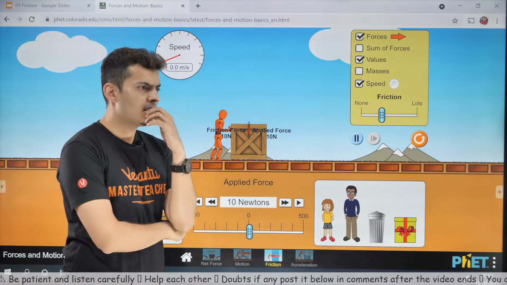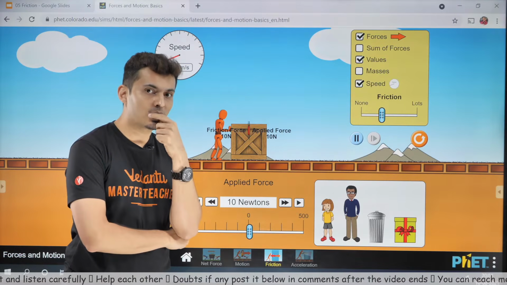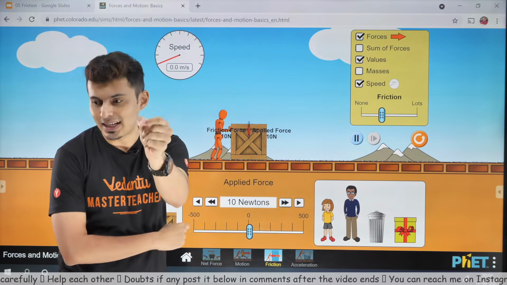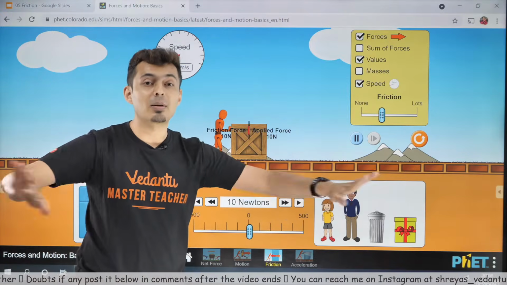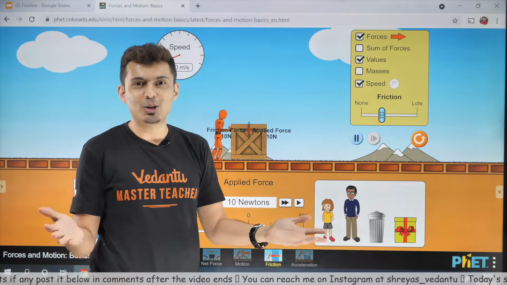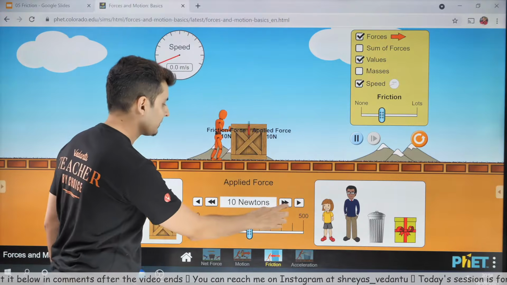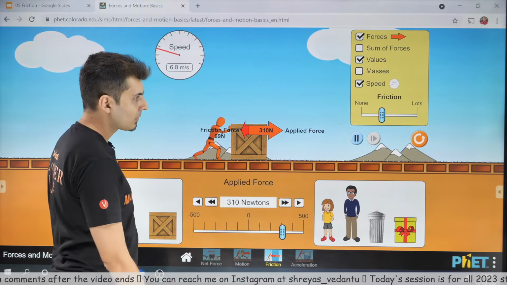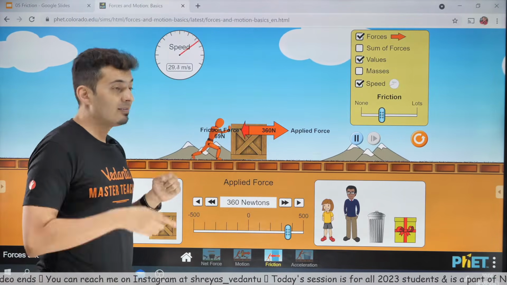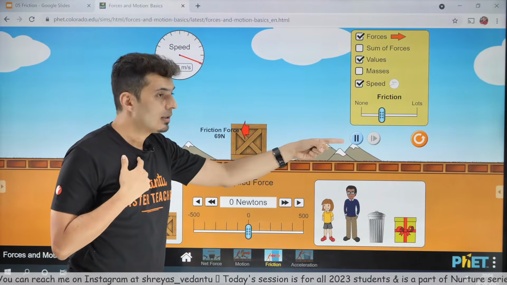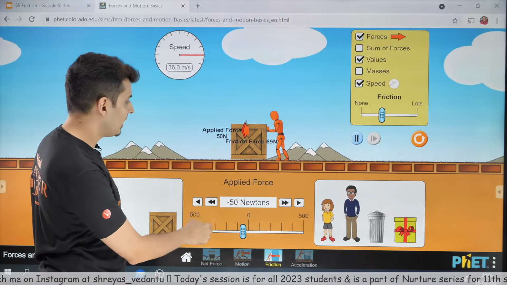Now somebody was saying, sir, can friction act in the direction of the force? Yes, I'll give you a best example of how friction can act in the direction of the force, and you'll be surprised. Like, sir, I never thought about this. Observe this. I'll apply a lot of force. Okay, it has started moving. Where is my force? Right side.